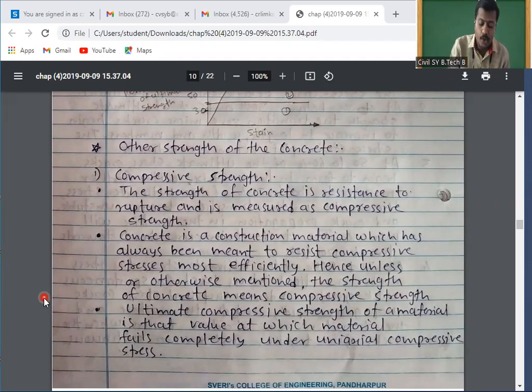Okay, so this load taken by the concrete block divided by its area, you will get the compressive strength. You will get the compressive strength.